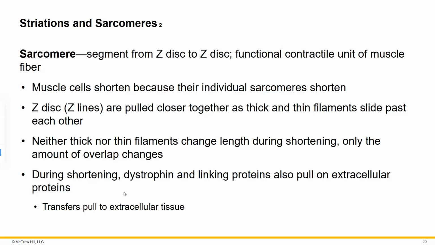The sarcomere is the segment from Z disc to Z disc. This is the functional contractile unit of muscle. Muscle cells shorten because their individual sarcomeres shorten. Z discs or Z lines are pulled closer together as thick and thin filaments slide past each other. Neither thick nor thin filaments change length during shortening. Only the amount of overlap changes. During shortening, dystrophin and linking proteins also pull on extracellular proteins, transferring pull to the extracellular tissue.